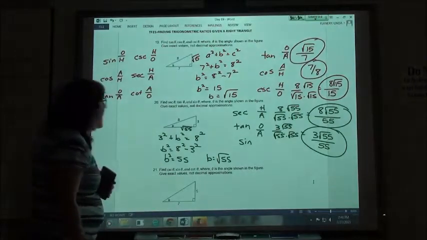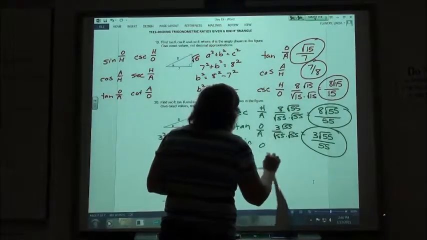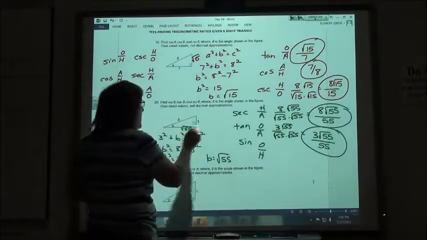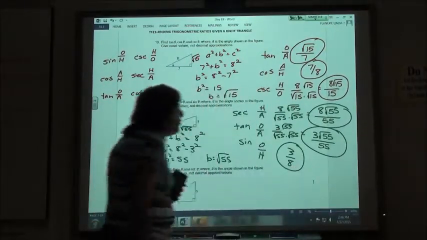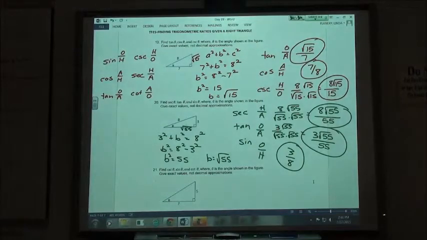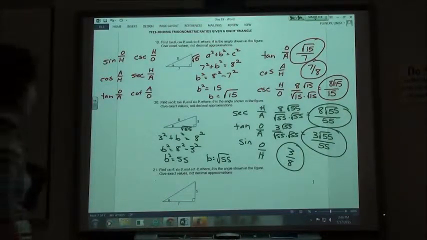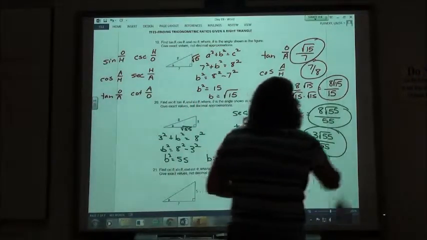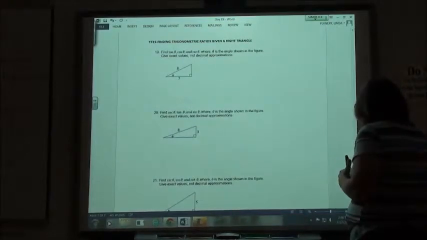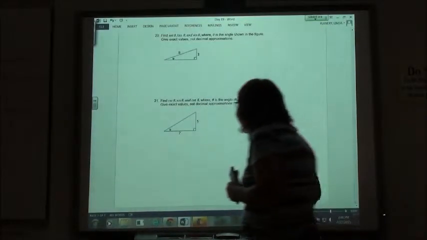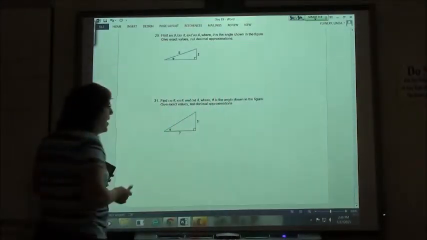And my sine, opposite over hypotenuse. The opposite is 3, the hypotenuse is 8, that one makes it easy. 3 over 8. And 21. So 21, we're missing the hypotenuse.